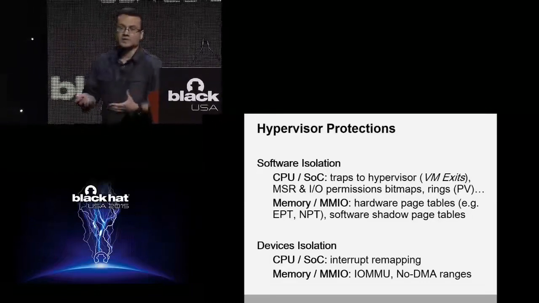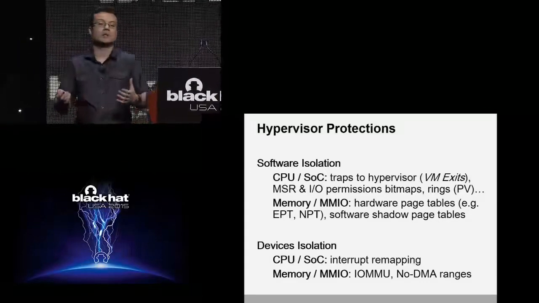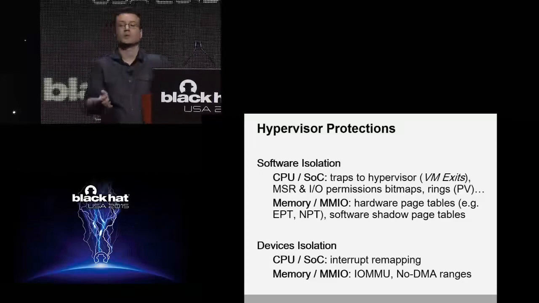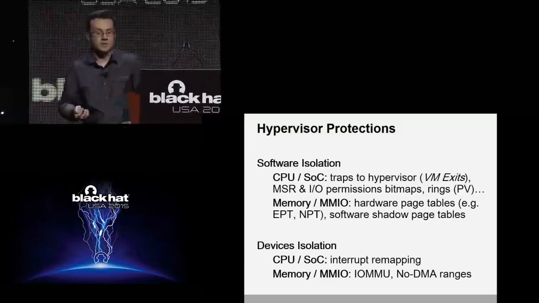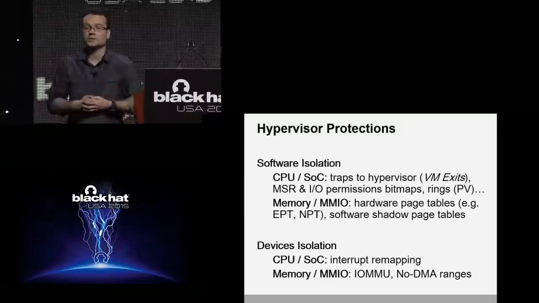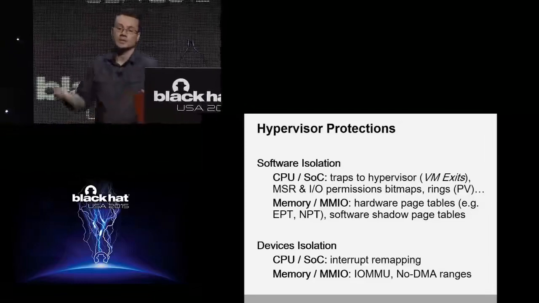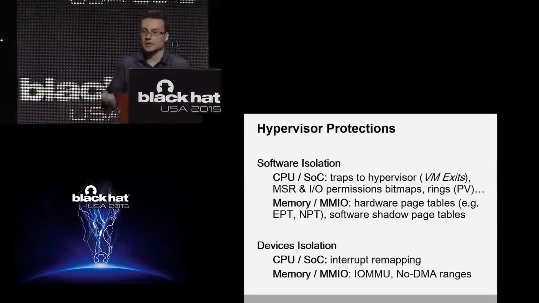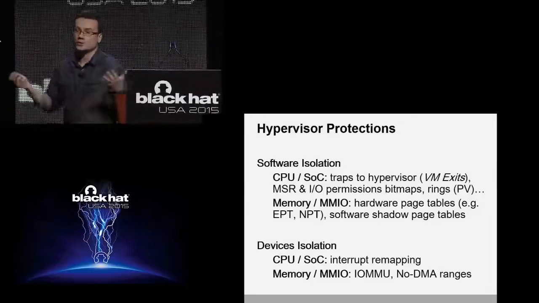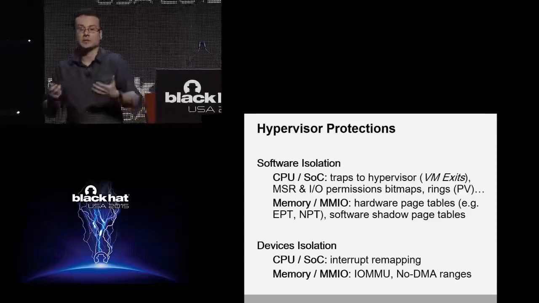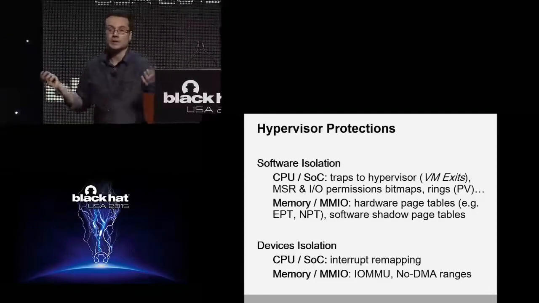Then the second group is device isolation. This is the isolation hypervisors provide for potentially compromised devices, and those protections include interrupt remapping, so that the devices couldn't just send a message-signaled interrupt to any guest.